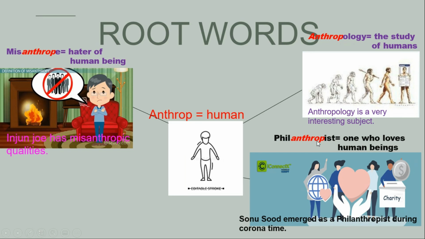Philanthropist, one who loves human beings. Sonu Sood emerged as a philanthropist during Corona time. Again, let us learn the meanings of here three words: misanthrope, hater of human being; anthropology, the study of humans; philanthropist, one who loves human beings.